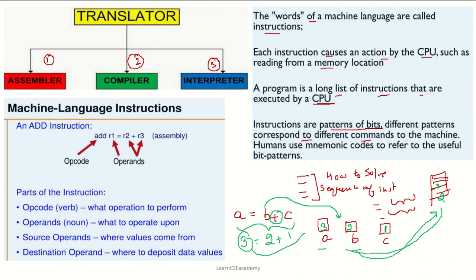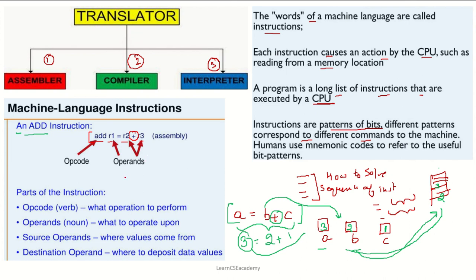So what are the machine level instructions we have? Take an example of an add instruction. This is a high level language program example, but here I am using an assembly code program. We are in the function of add. R1 is a register, R2 and R3 are also registers, the plus operator is used here, and this code is written in assembly language.